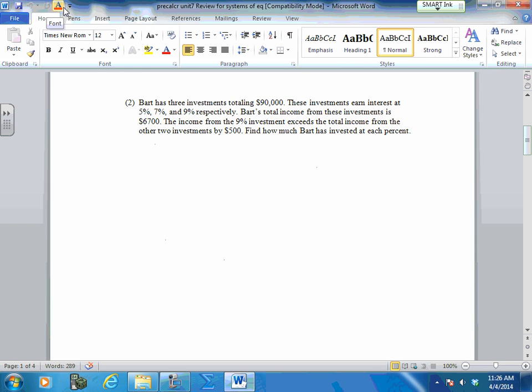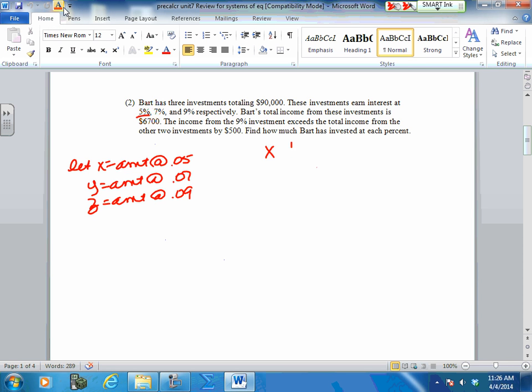This one is very similar. Bart has, again, 3 investments. Let X equal the first amount, and it's at 5%, so turn these into decimals. Y equals another amount at 7%, and Z equals your third amount at 9%. His 3 investments, just like the last one, X plus Y plus Z, this is what he's investing, was $90,000.